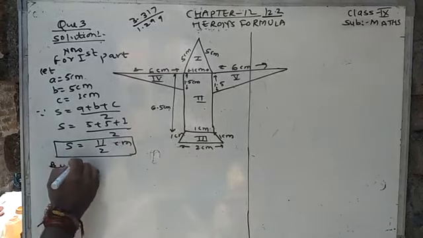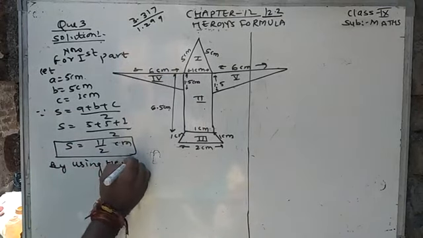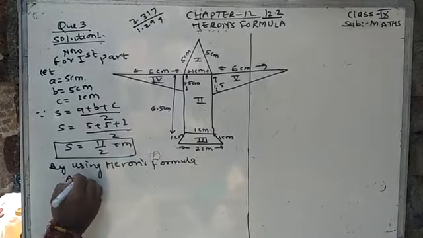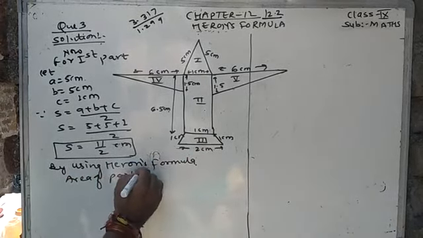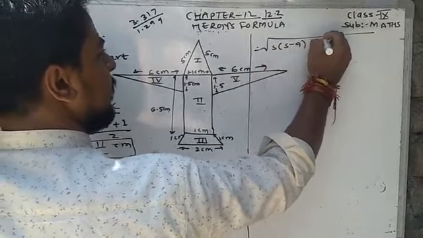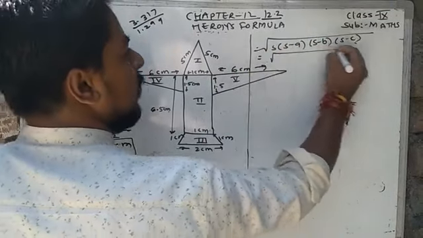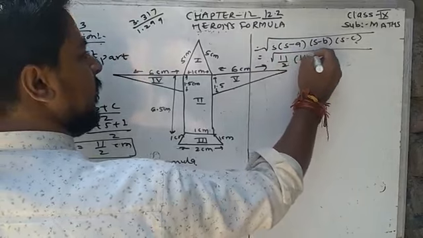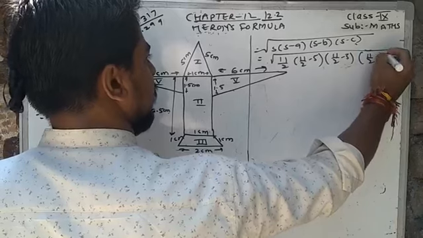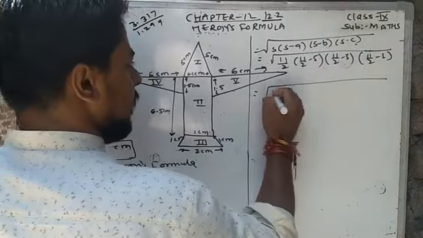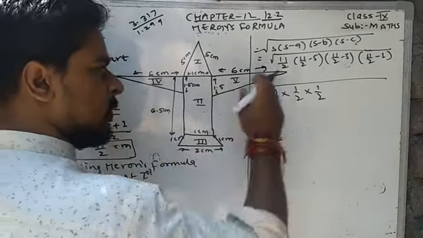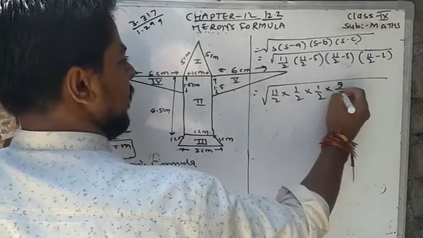Now, by using Heron's formula, area of the first part is equal to root of s minus a, s minus b, and s minus c. What is s? s is 11 by 2. So 11 by 2 minus 5, 11 by 2 minus 5, and 11 by 2 minus 1. So it is 11 by 2, then 1 by 2, 1 by 2, and solving by cross multiplying, 9 by 2.